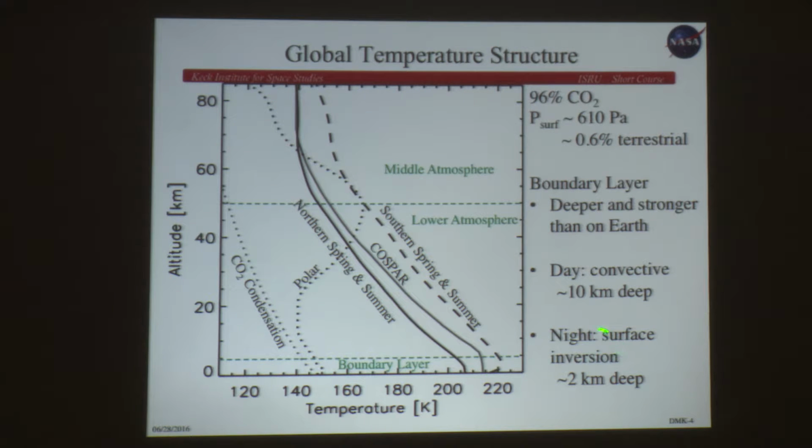On the nighttime surface, you get a very cold surface with an inversion very close to the surface, so that there's a lot of cooling right in the last 1 to 2 kilometers. Above the boundary layer is the lower atmosphere, then the middle atmosphere, and then not shown up here is the upper atmosphere.